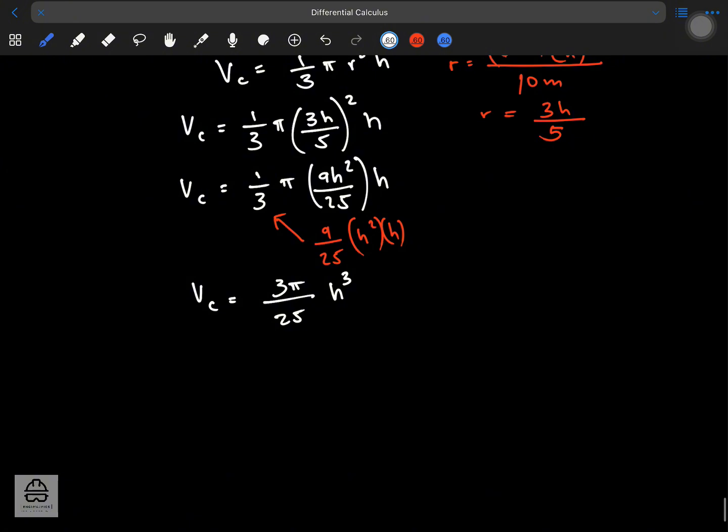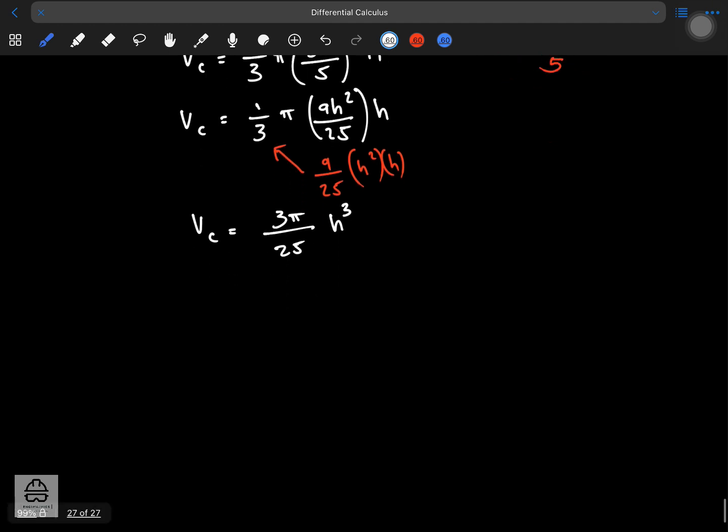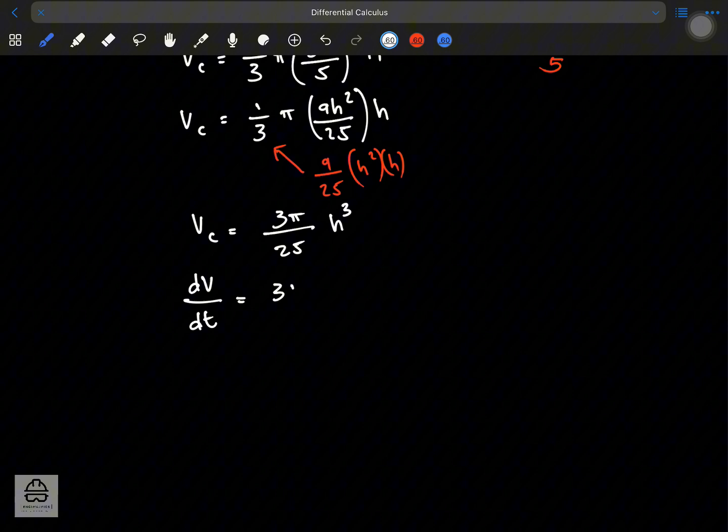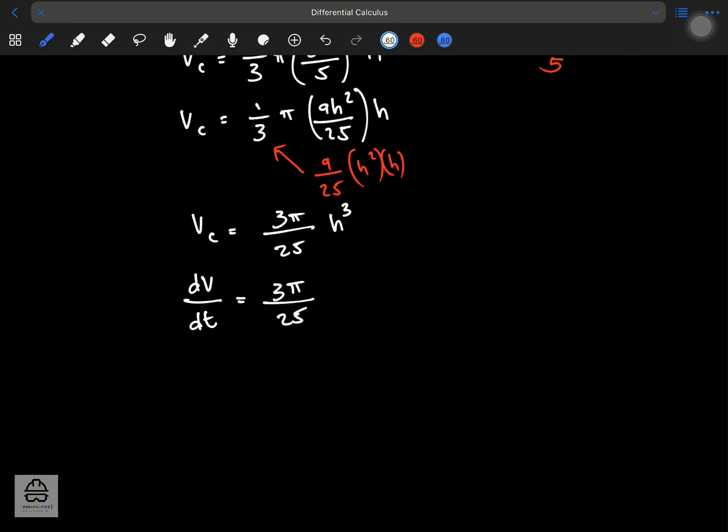We now go to the third strategy, or our third step. We have to differentiate both sides of this equation with respect to time, and we will solve for the derivative that will give the unknown rate of change. That would be the derivative of the volume of a cone, that's dV over dt, is equal to 3 pi over 25. This is the constant multiple rule. The constant will remain and we will derive the variable. That would be 3h squared times dh over dt, an implicit differentiation.